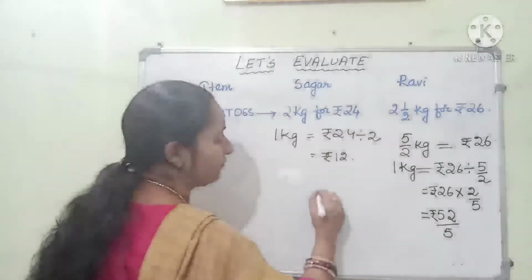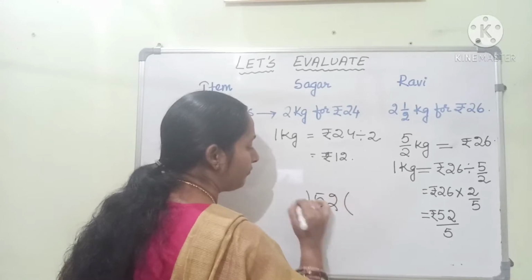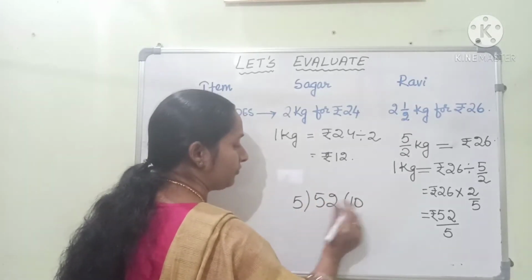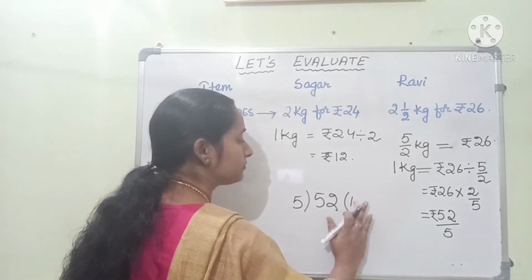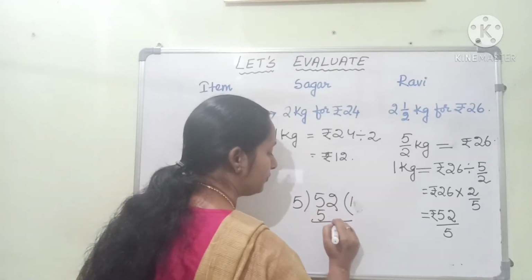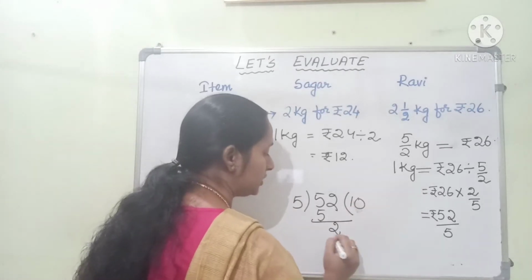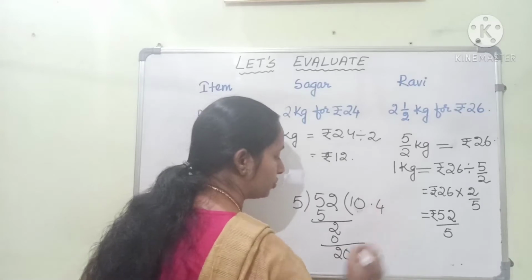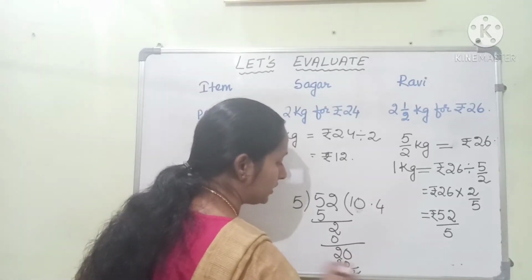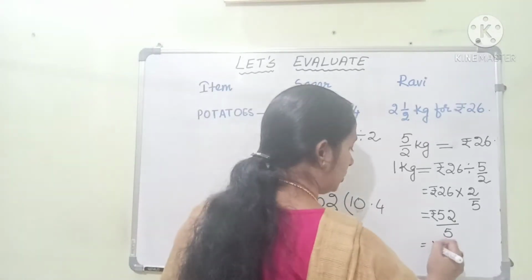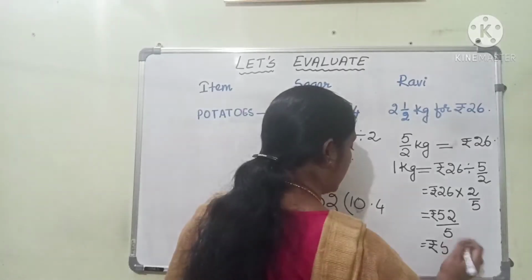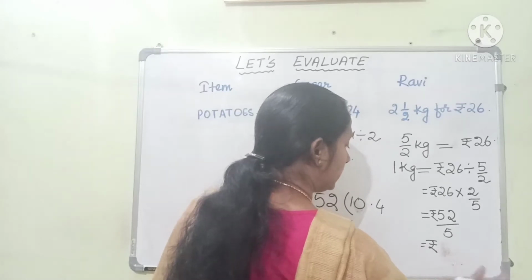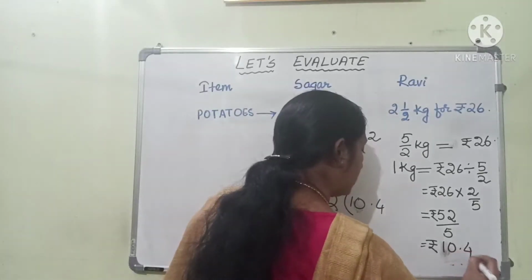Now let us divide 52 by 5. Come on, tell me, 5 how many times will go? 5 ones are 5. Here we have 2. 5 zeros are 0. Take a point. 0. 5 fours are 20. And the remainder is 0. This means I got rupees 10 and 40 paise.